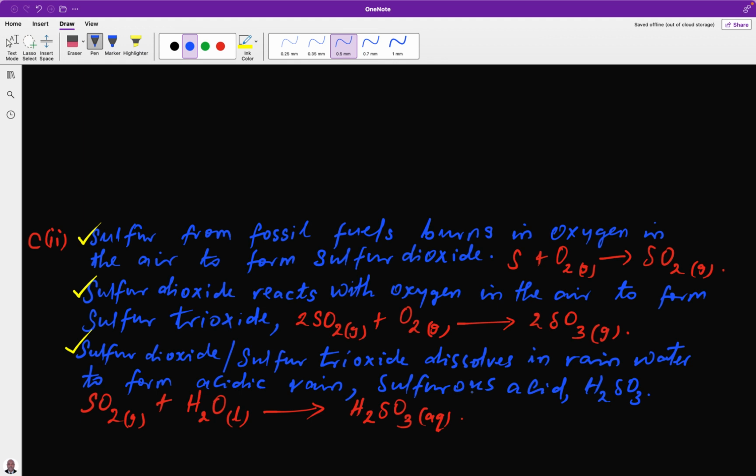Either the sulfur trioxide or the sulfur dioxide will dissolve in the atmospheric water vapor. In the air, the sulfur dioxide will mix with the rainwater. When the sulfur dioxide or the sulfur trioxide mixes in the air with rainwater, it forms what we call sulfurous acid, which will now fall on the surface of the earth as acidic rain. And that's how the equation has been given to you. Let's proceed.